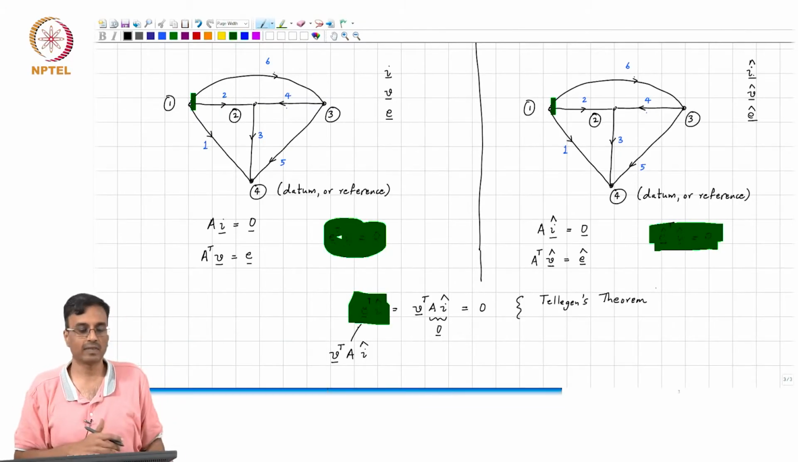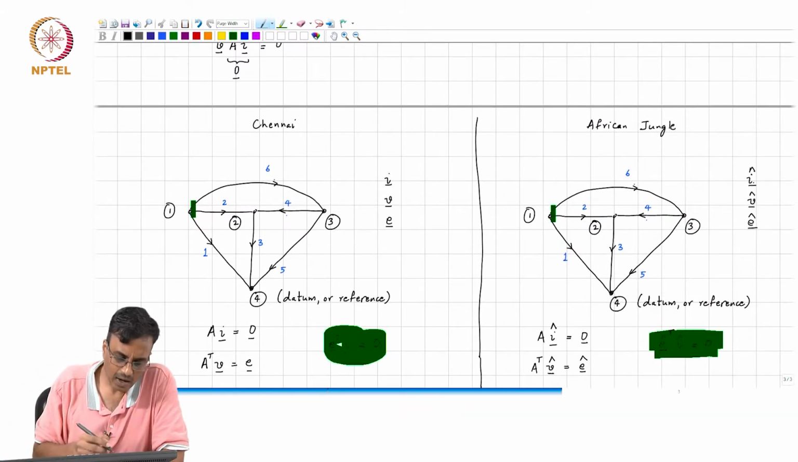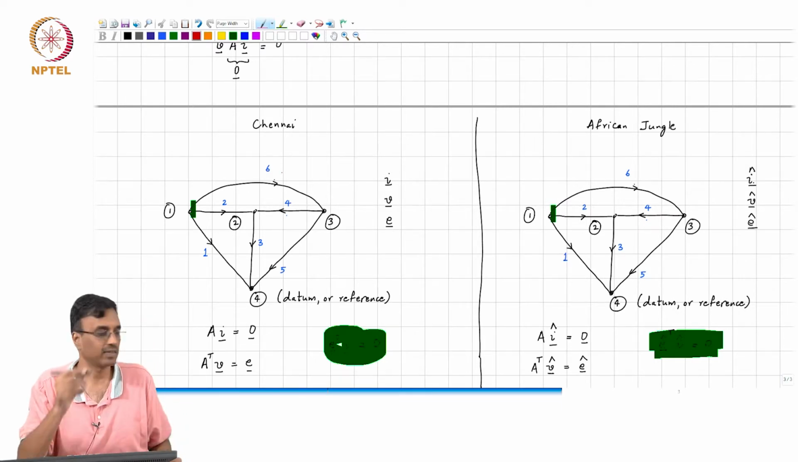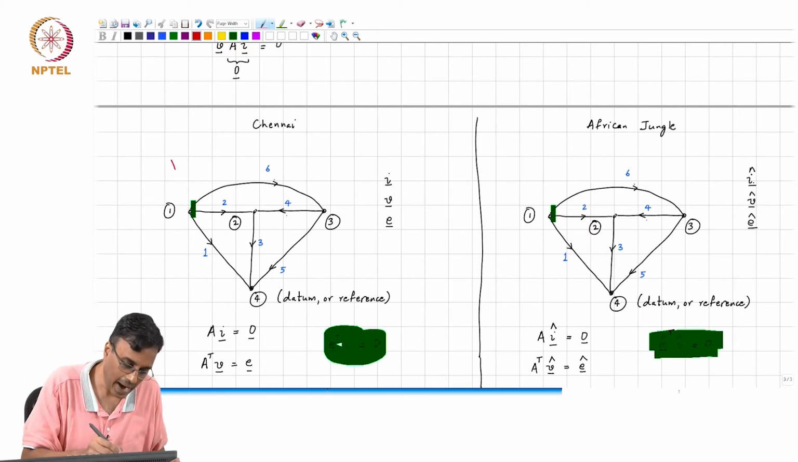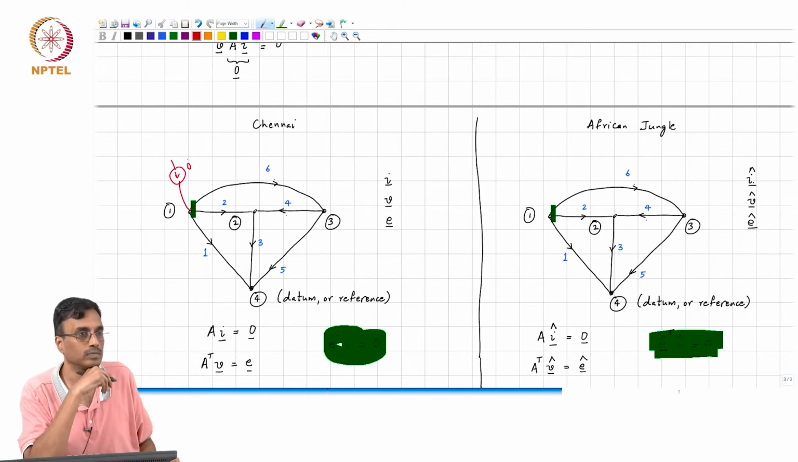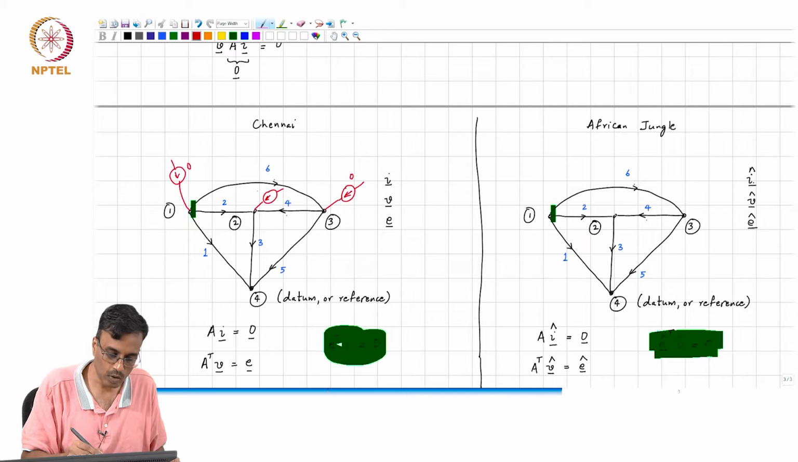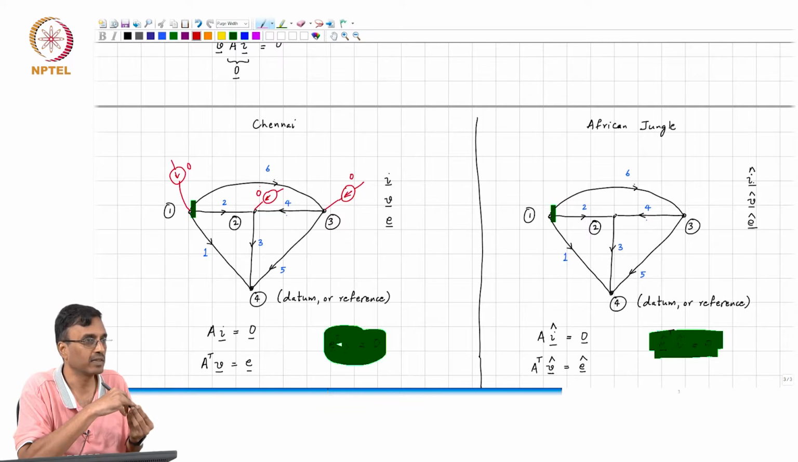Now, let us see why this makes intuitive sense. Here is a network which has some node voltages, node currents, and branch currents. Let us say I add a current source of value 0 into this node. Likewise, I add another current source with a current 0 into that node, and into this node with a current 0. What comment can we make about the node voltages and the branch voltages when we do this?